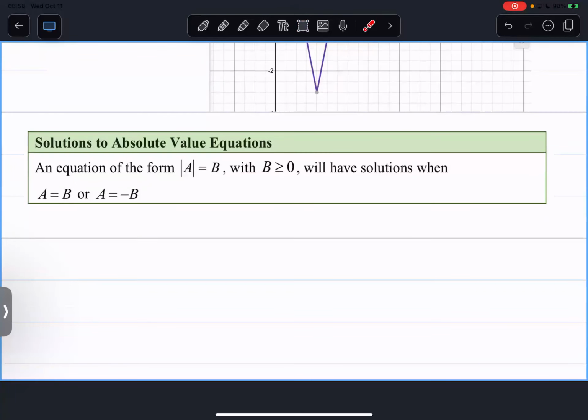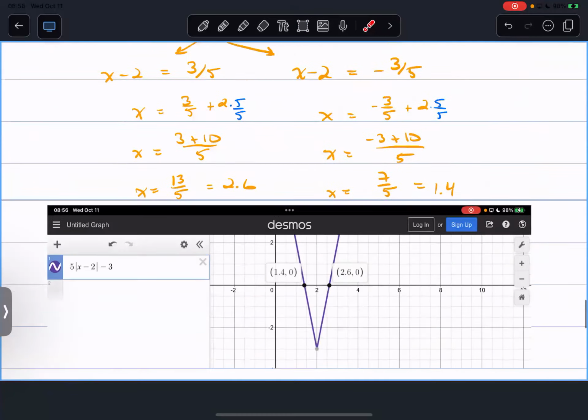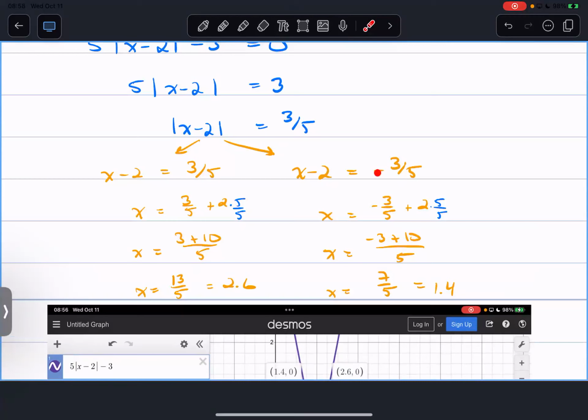I mean, it's pretty obvious, but if you take the absolute value of A and you force it to be B, B has to be greater than or equal to 0, because otherwise there are no solutions, right? It will have solutions when A is equal to B or A is equal to negative B, right? That's what we've been using up here when we do this split, right? A is equal to B or A is equal to negative B.